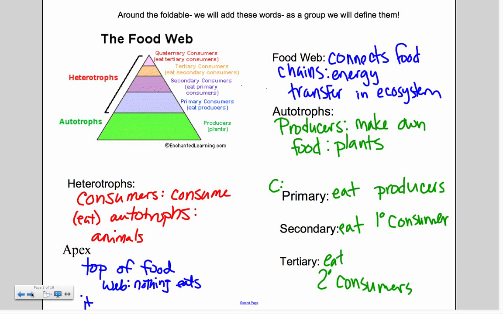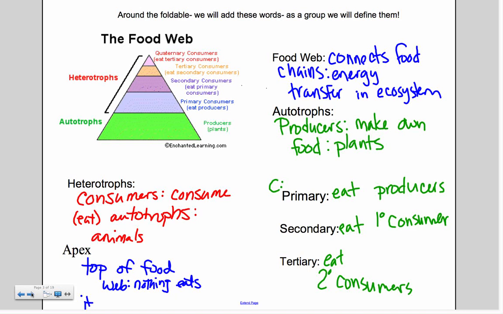An apex predator is usually the top of the food chain or the food web. This means that nothing eats it. So usually in a person's food chain, we would be considered the apex predator because nothing really eats us except for decomposers. On the right, we have the primary, secondary, and tertiary consumers.